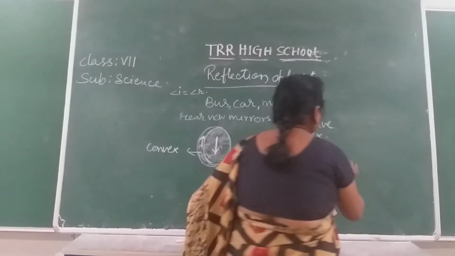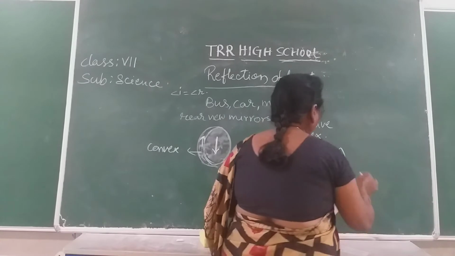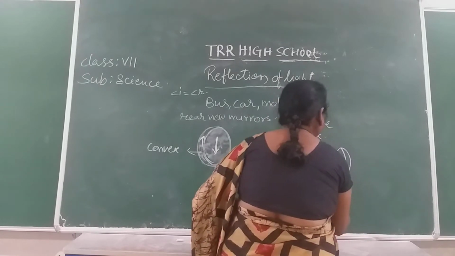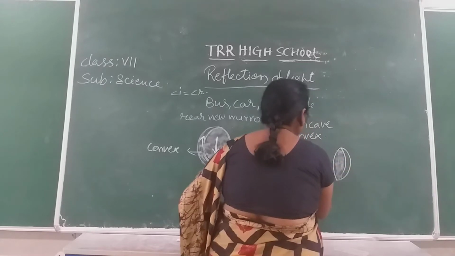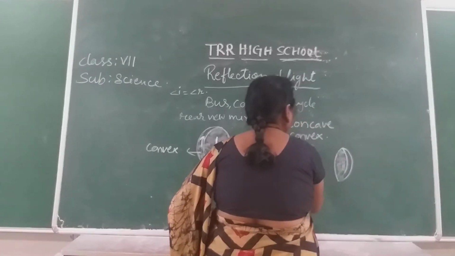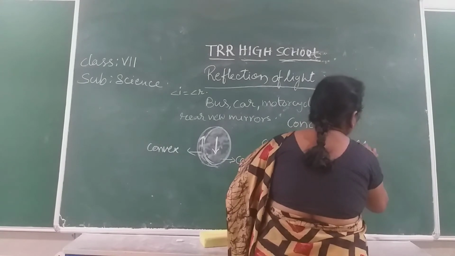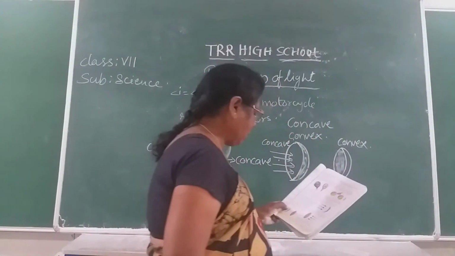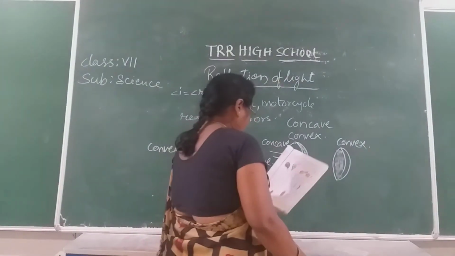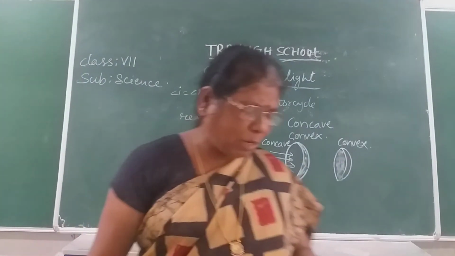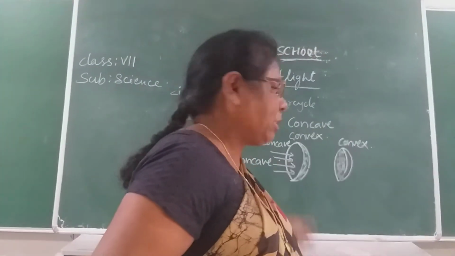Now coming to the convex mirror. This is a convex mirror. The mirrors which contain a curved reflecting surface are called spherical mirrors. There are two types of spherical mirrors, convex mirror and concave mirror.